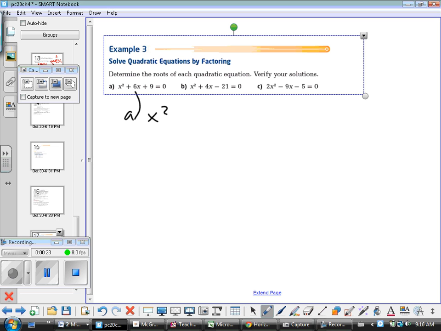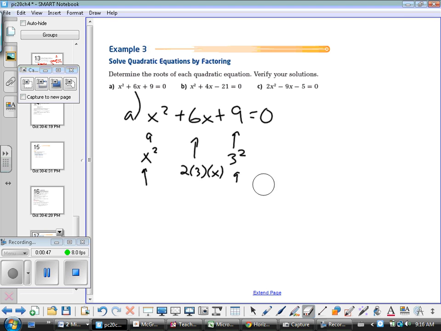Okay, so a equals x squared plus 6x plus 9 equals 0. Now if you're really on the ball, you're probably going to recognize that as a trinomial square, right? Because we have a perfect square here, that's x squared, a perfect square here, which is 3 squared, okay? And this middle term is 2 times 3 times x, right? So you know that's a trinomial square, and then you take the x and you take the 3, okay? So it would become x plus 3 squared, right?